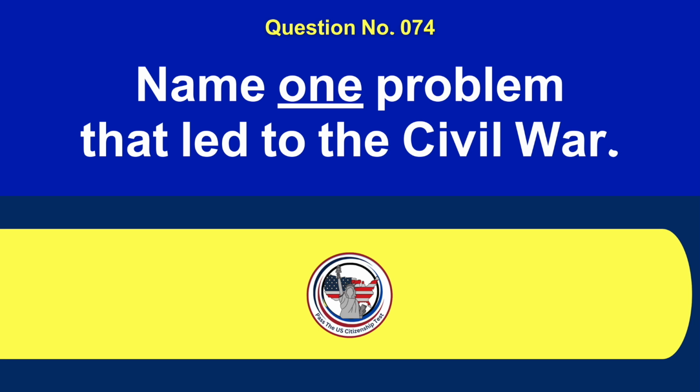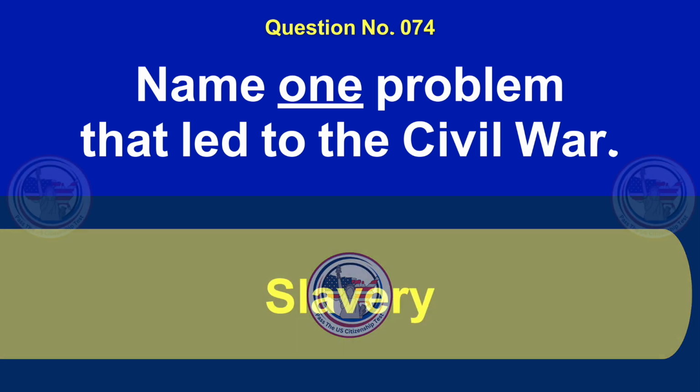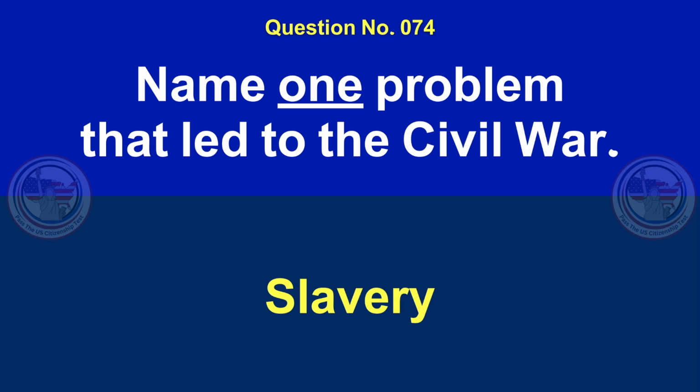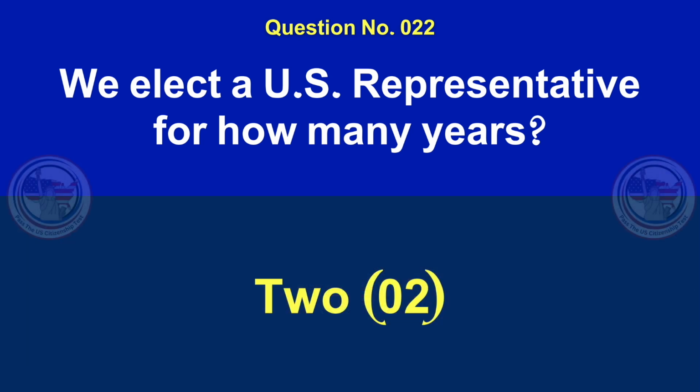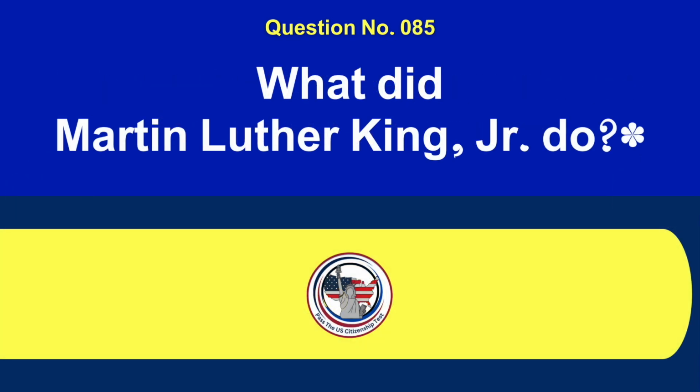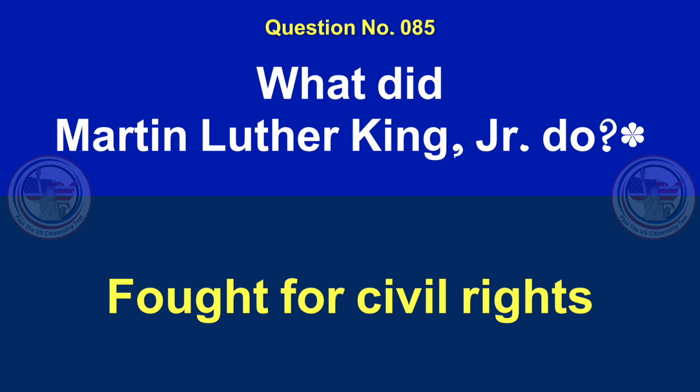Name one problem that led to the Civil War. Slavery. We elect a U.S. representative for how many years? 2. What did Martin Luther King Jr. do? Fought for civil rights.